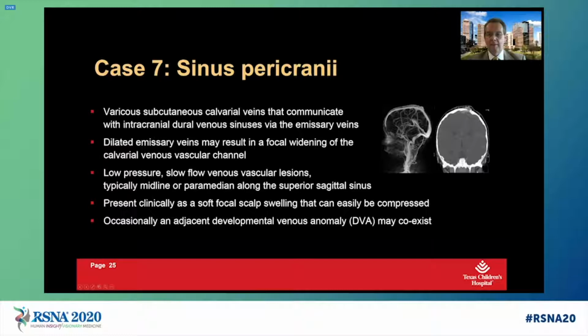They may dilate, and if they dilate, they may result in a slow, progressive widening of this defect in the skull. Typically low pressure, slow venous flow, and typically midline or in very close proximity to the superior sagittal sinus. Clinically, a soft focal scalp swelling, and you can easily compress it. And occasionally you will see intracranially, intra-axially, a developmental venous anomaly.